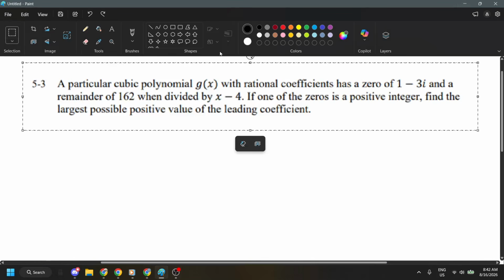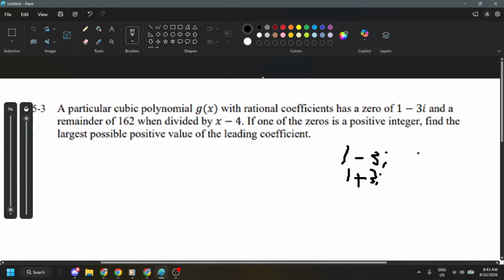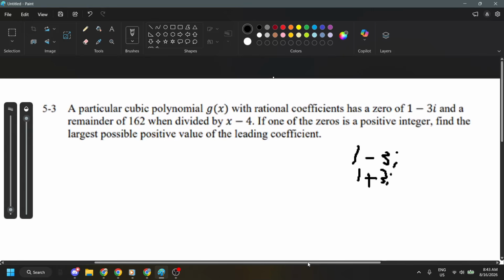Hi guys. A particular cubic polynomial g of x with rational coefficients has a 0 of 1 minus 3i and a remainder of 162 when divided by x minus 4. If one of the zeros is a positive integer, find the largest possible value of the leading coefficient. Largest possible positive value of the leading coefficient. So first off, we know it has a 0 of 1 minus 3i, so there's a 0 of 1 plus 3i as well. And then the last one's a positive integer.